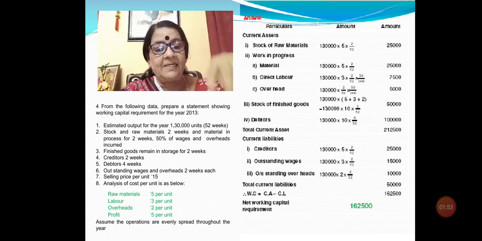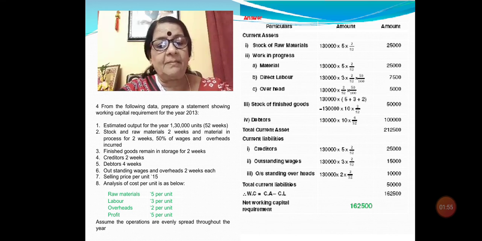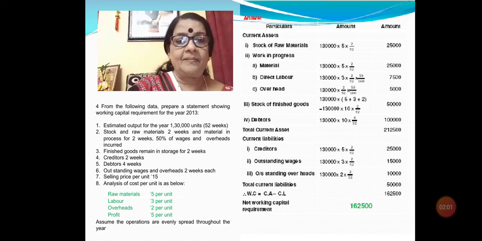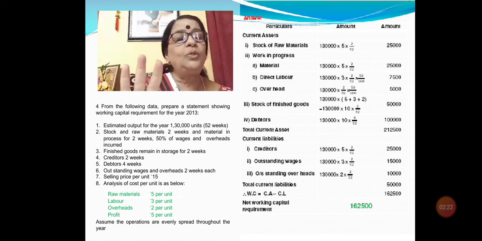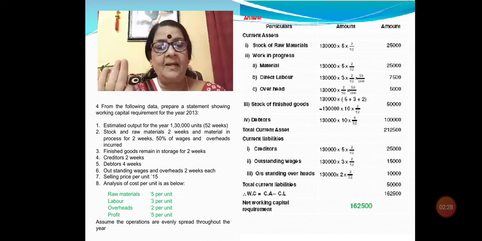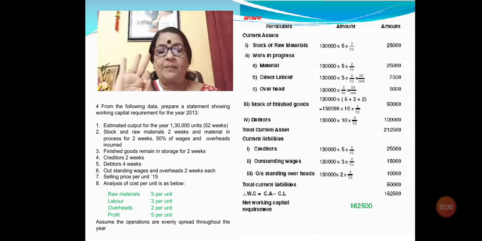Per unit of material is costing 5 rupees. So 1,30,000 into 5, we will get the total cost of material. And that is kept for how many weeks? 2 weeks, so 2 by 52. So 1,30,000 units multiplied by the per unit cost of material, that is 5, into 2 weeks storage period, that is 2 by 52. So that is clear: storage of material, or material stock period.